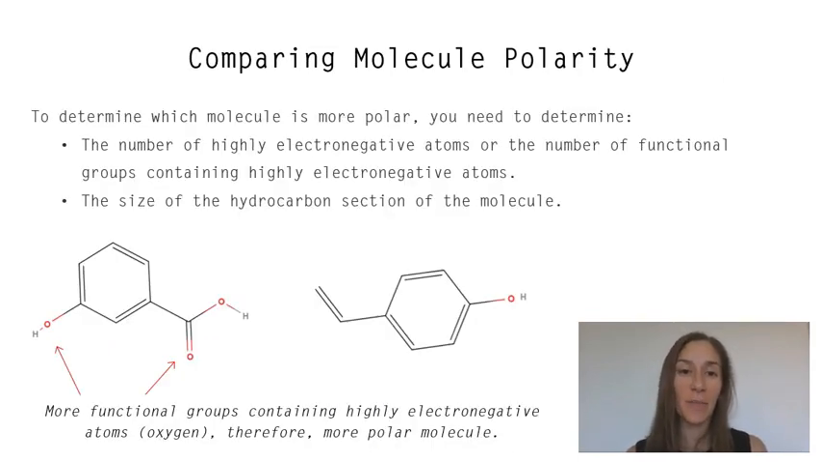Lastly, we will consider how to compare the polarity of two different molecules. There are two things that you need to consider. Firstly, the number of highly electronegative atoms, or the number of functional groups that contain highly electronegative atoms. Secondly, you need to look at the size of the hydrocarbon section of the molecule. So if we look at these two molecules here, you can see the molecule on the left has a greater number of functional groups that contain oxygen, which is a highly electronegative element, compared to this molecule here that only contains one. This means that the molecule on the left would be considered more polar.